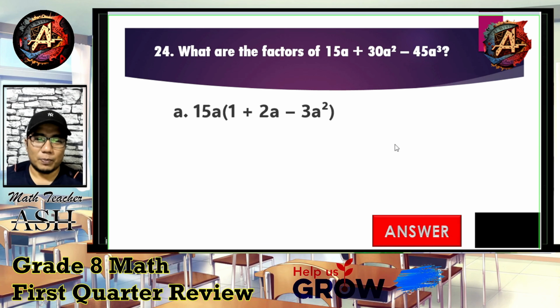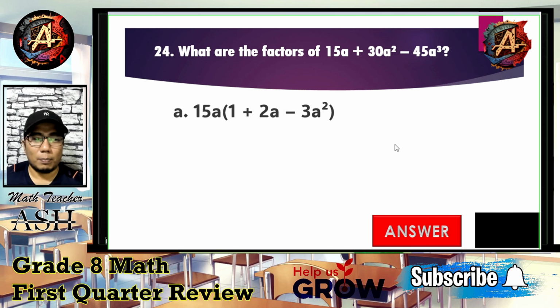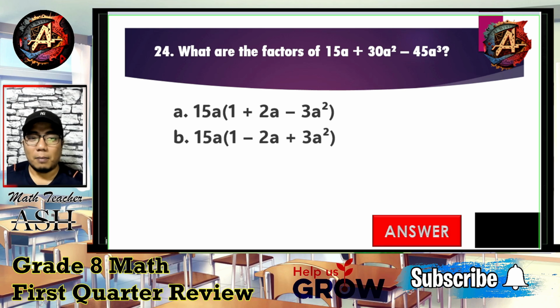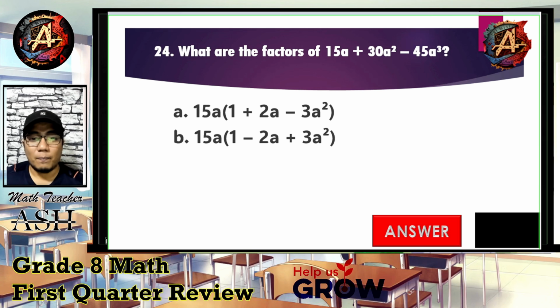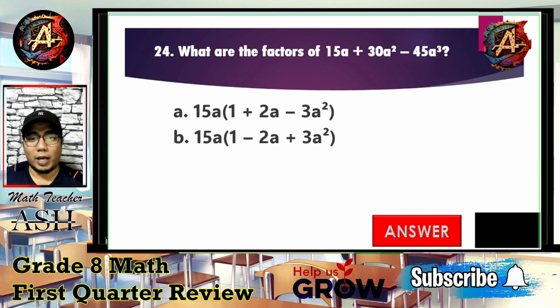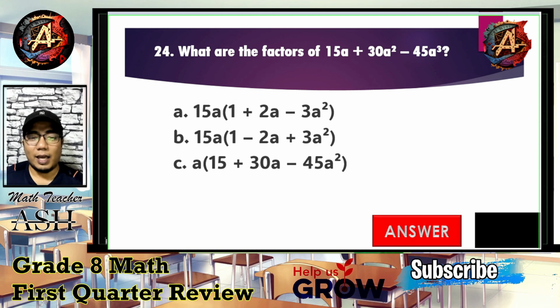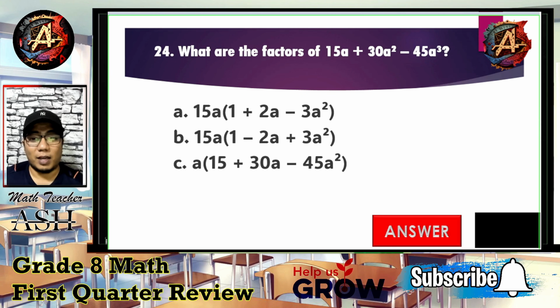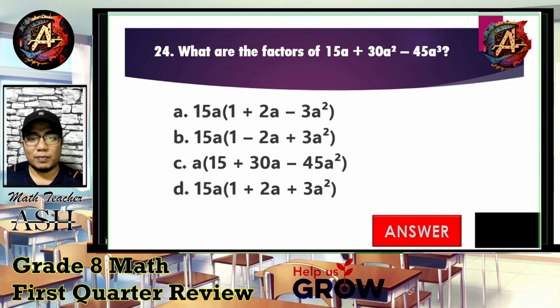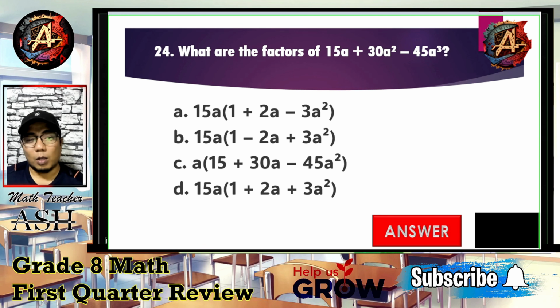Is it A, 15a times the quantity 1 plus 2a minus 3a squared? B, 15a times the quantity 1 minus 2a plus 3a squared? C, a times the quantity 15 plus 30a minus 45a squared? Or D, 15a times the quantity 1 plus 2a plus 3a squared? I'll give you 5 seconds to think about your answer.